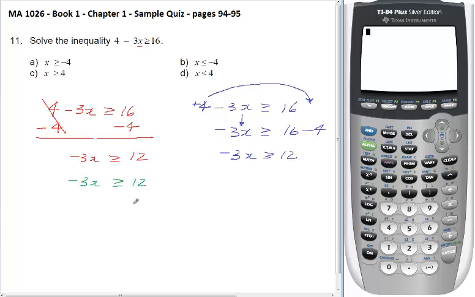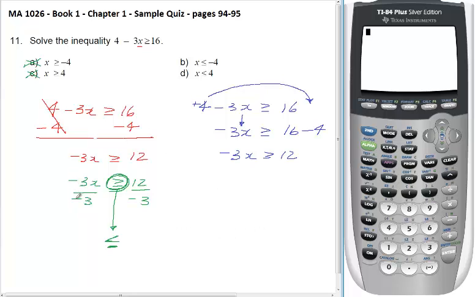Now, when you divide an inequality by a negative number, here's what happens. This must change. So when you multiply or divide an inequality by a negative number, do not forget to change the inequality sign. So greater than or equal to changes to less than or equal to. Must change. So the answer is less than or equal to, which eliminates A and C. So it's either B or D.